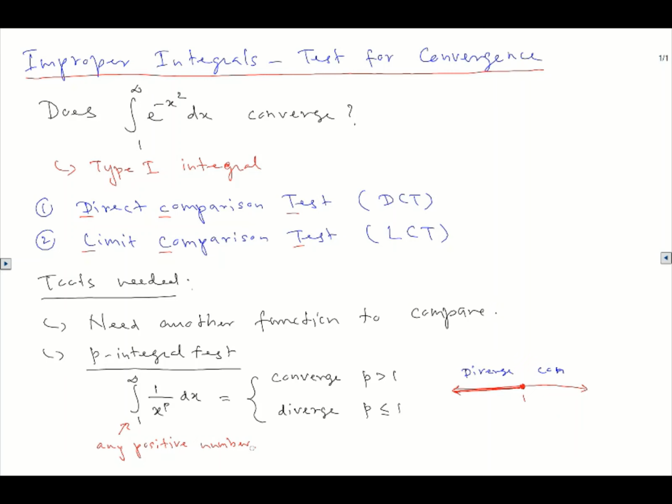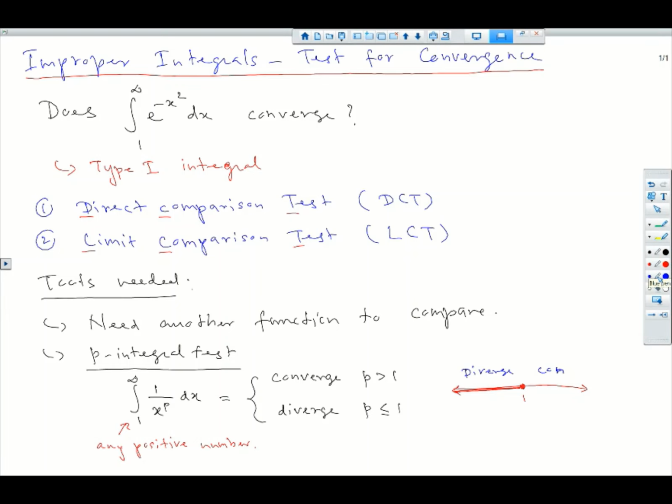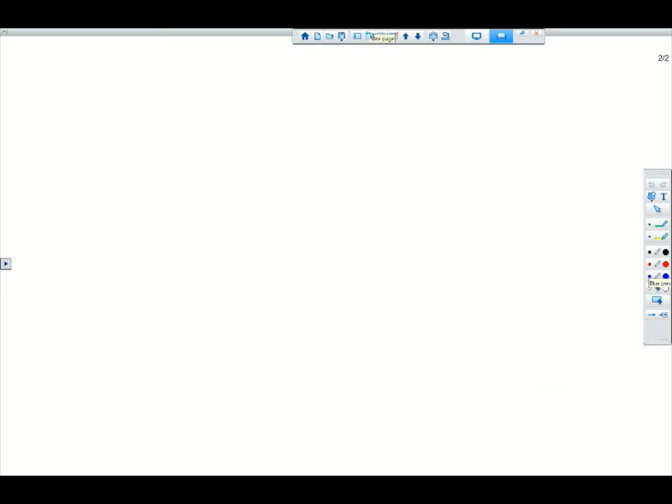So this is the p integral, and then there's a corresponding p series as well. Okay, so let's try to develop the theories. These are the basics that you need to do a problem in this section. So let's talk about the basic theories.